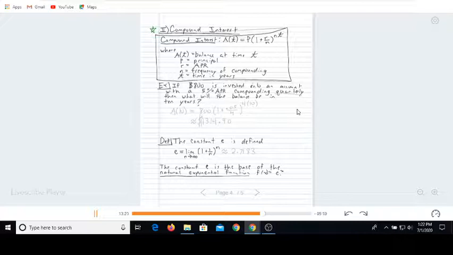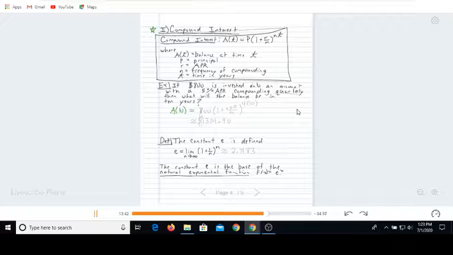So let's go ahead and practice with this formula. Suppose we've got $800 being invested into an account with a 5% APR compounded quarterly. What will the balance be in 10 years? So A(t) is the balance at time t. We don't know that. And here, we know the time value. Technically, the time value is 10 years.